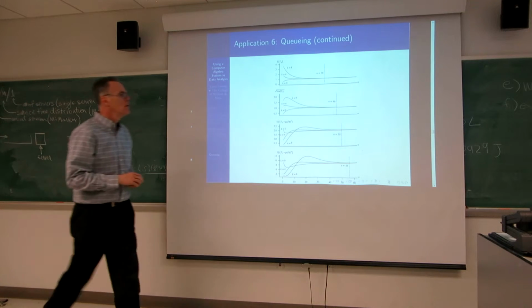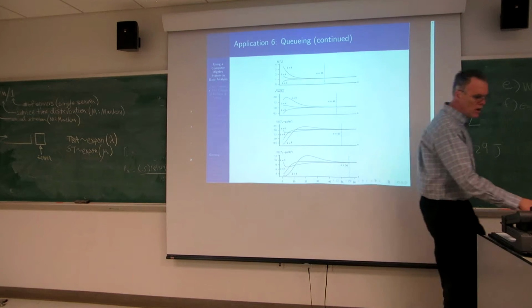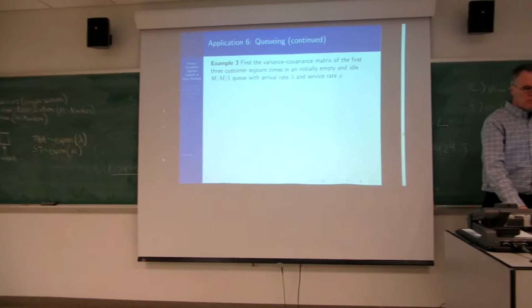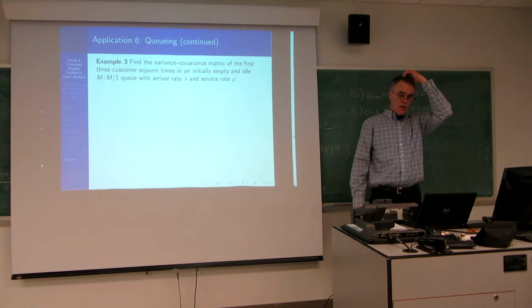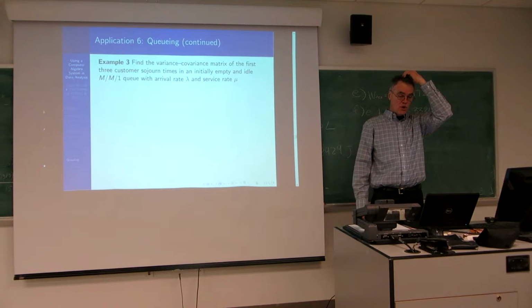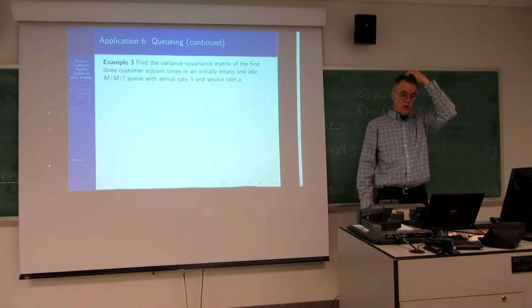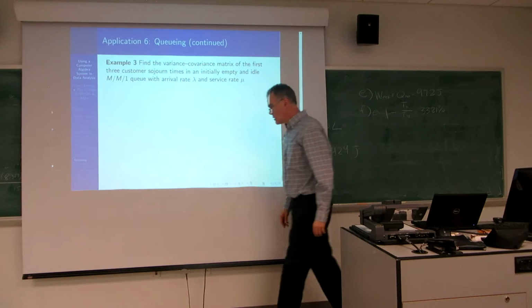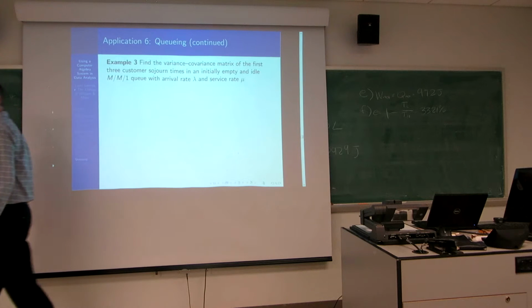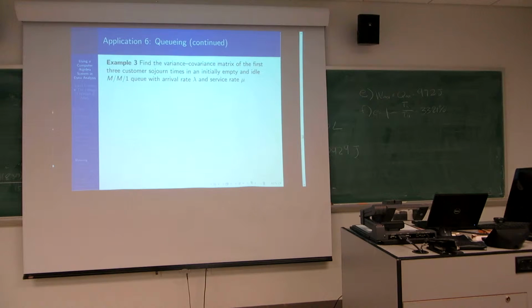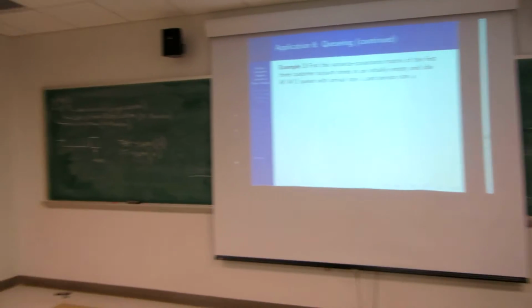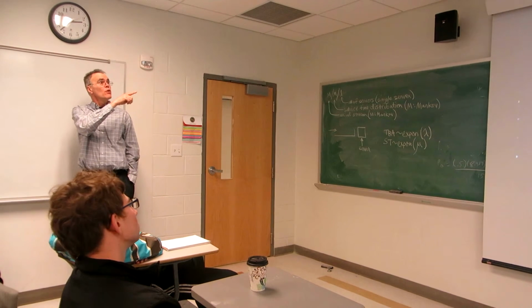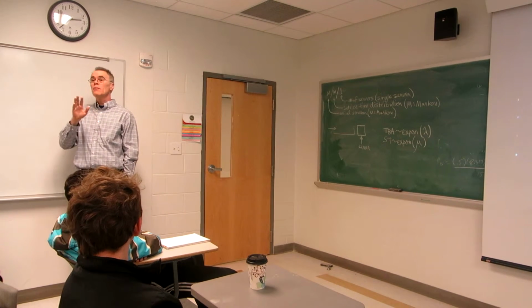Okay. Now, let me go on to another bit from queuing that Billy did, and that is find the variance-covariance matrix of the first 3 customer sojourn times in an empty and idle MM1Q with arrival rate lambda and service rate mu. So let's assume that, let's go with U3 here. These are the first 3 customers, okay, that are in the queue. If that's the case, what do we have?